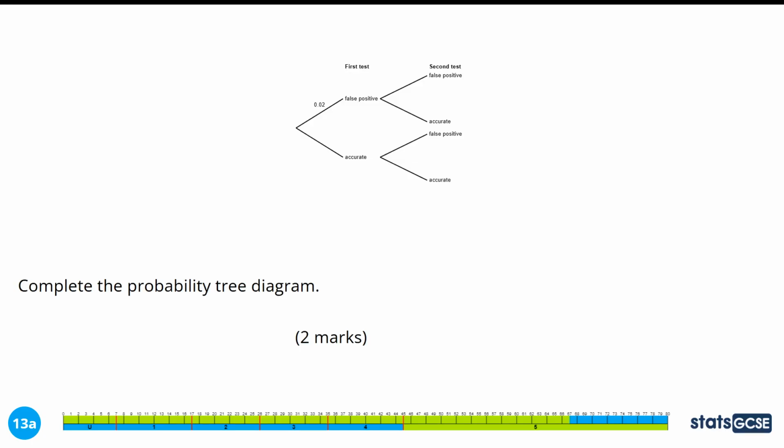Each of the false positives will be 0.02, so we can put that onto the tree diagram, and each pair of probabilities has to add up to 1. So if the chance of a false positive is 0.02, take that away from 1 and you get 0.98. So each of the probabilities of an accurate result is 0.98.